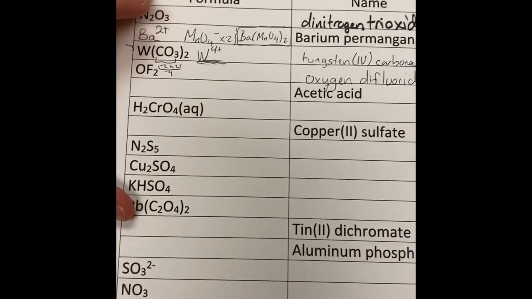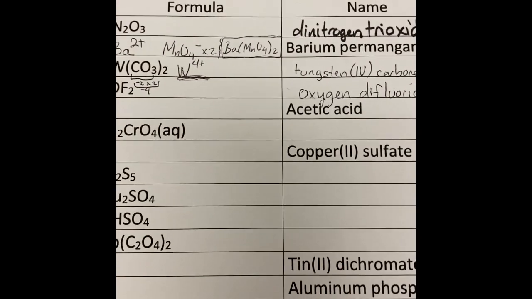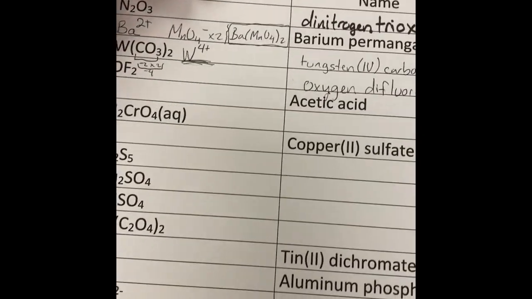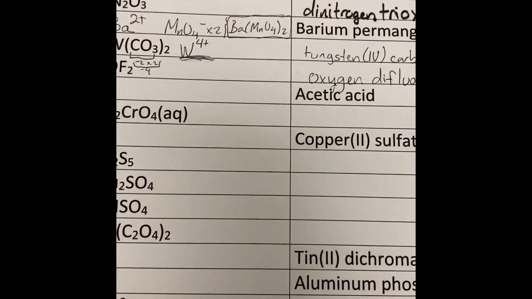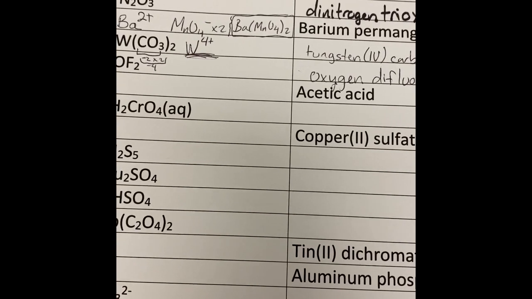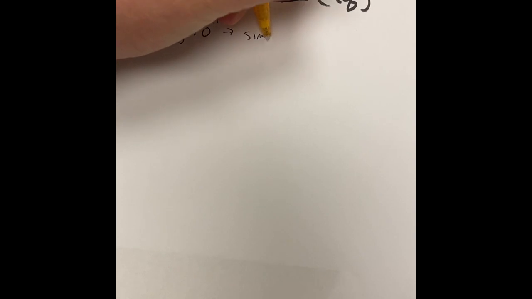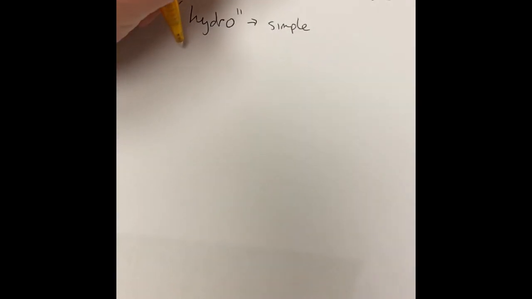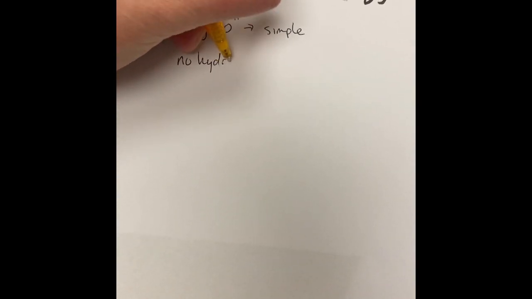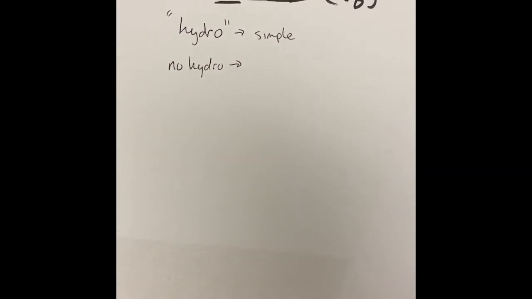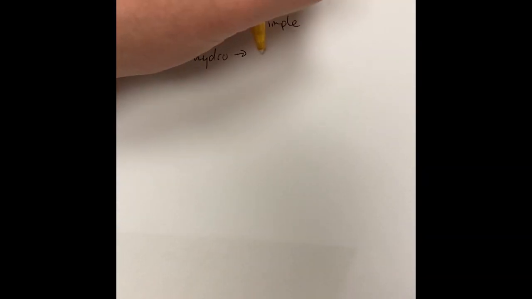And now we get really into the meat and potatoes. Ooh, I'm so excited. Acetic acid. What? All right. So there are two types of acids. Acids that start with hydro, let me write it over here. If it starts with hydro, it's simple. But if it's no hydro, it's going to be a longer acid. It's called an oxyacid. And it's going to be with a polyatomic ion.